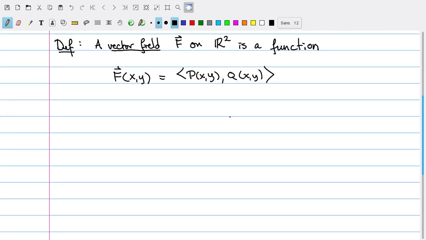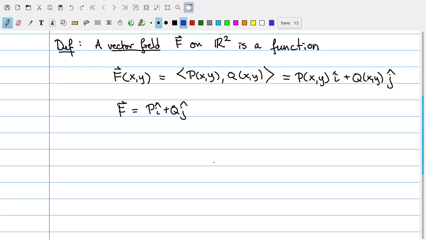As a formal definition, we say that a vector field f on R2 is just a function which takes in an xy value and returns a vector, p of xy, q of xy, or in terms of ijk notation, we rewrite that as p of xy i hat plus q of xy j hat. Sometimes we won't want to write down the of xy part, and just as shorthand, we'll write f equals p times i hat plus q times j hat. We've got this cool little symbol over the top here, which is just putting a nice cool vector hat on that guy, which reminds us that the function is actually vector valued.